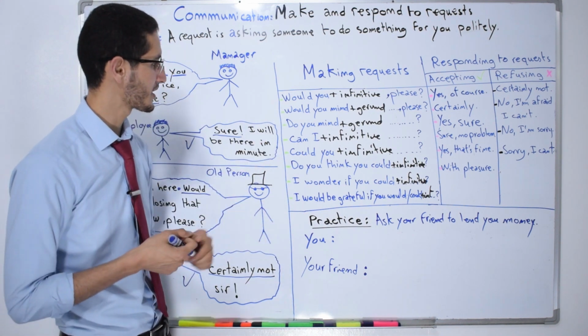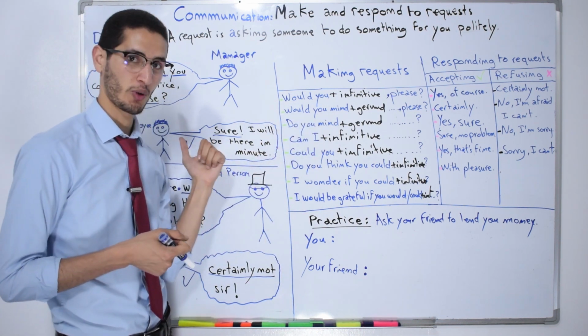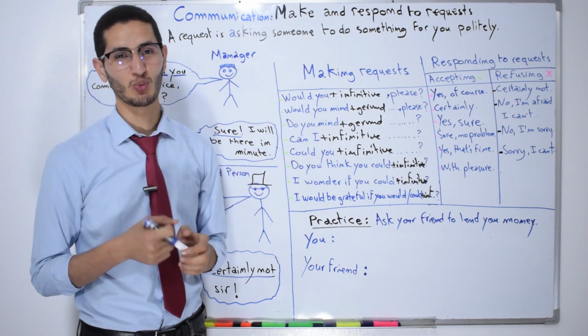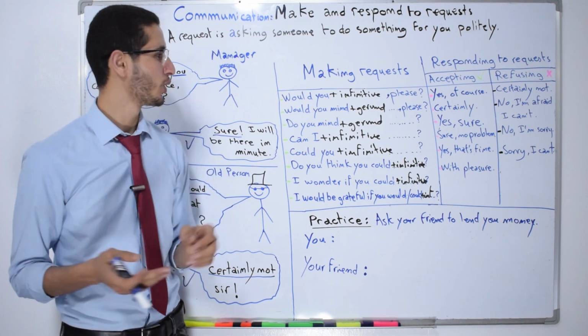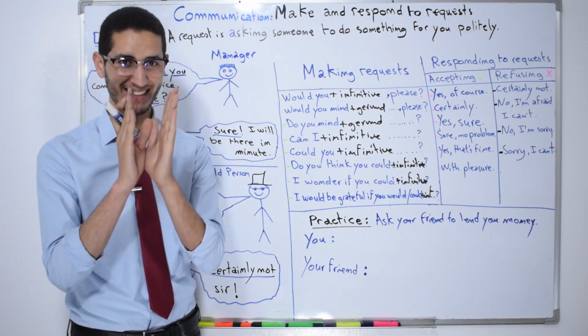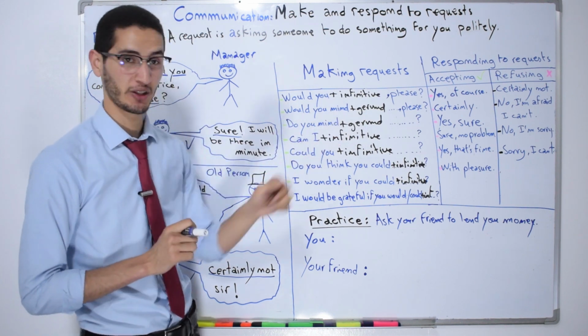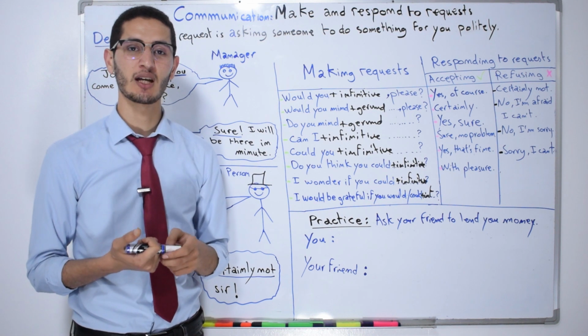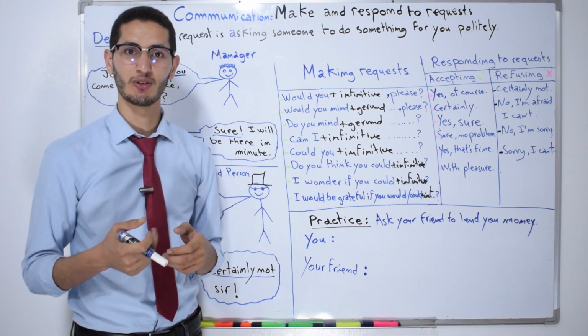The second expression is, "Would you mind?" Of course, the one we just saw. "Would you mind helping me, please? Would you mind teaching me how to speak English?" It's followed by a gerund. And as I said before, if you accept, you say, certainly not, or of course not.